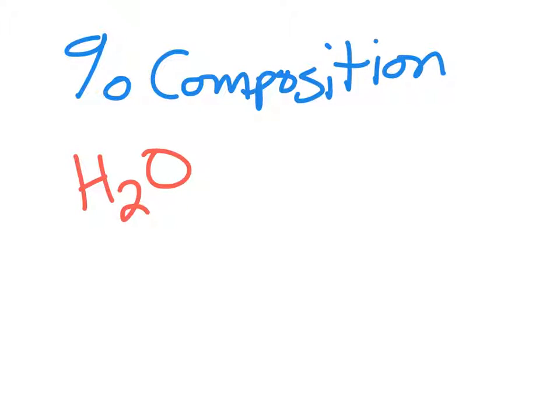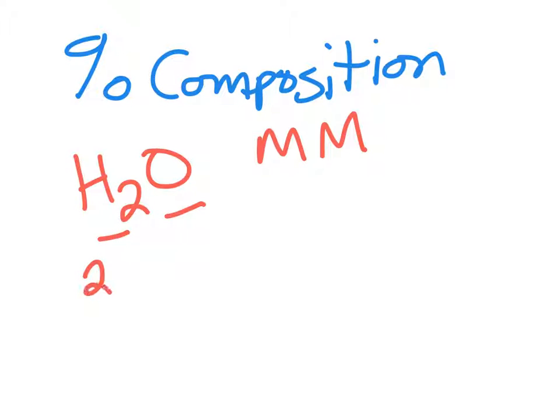Now, if I were to ask you the percent composition in water, I could ask you a couple questions. What's the percent composition of hydrogen in water? That would be one question. And another question could be, what's the percent composition of oxygen? So what we need to do is find the molar mass. Remember, M is molar mass, and that's just adding up the masses of the elements from the periodic table.